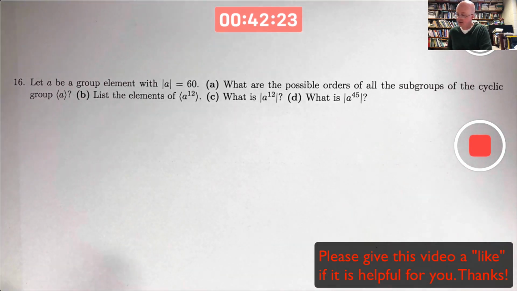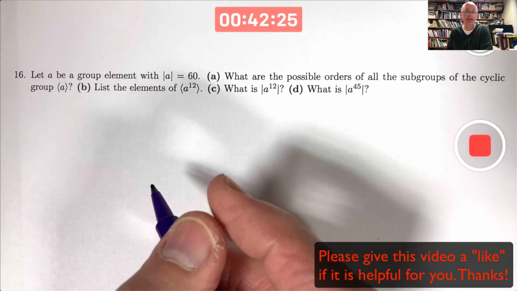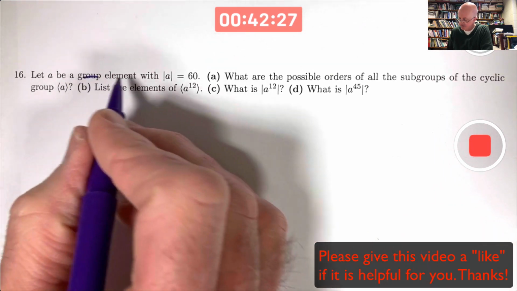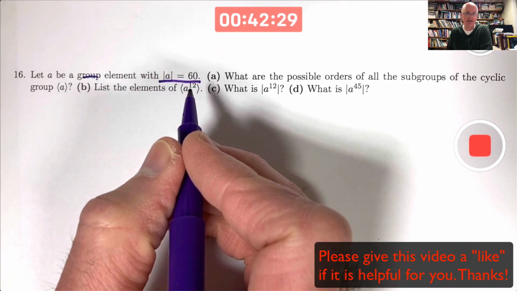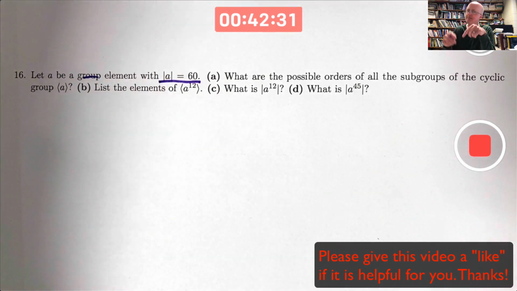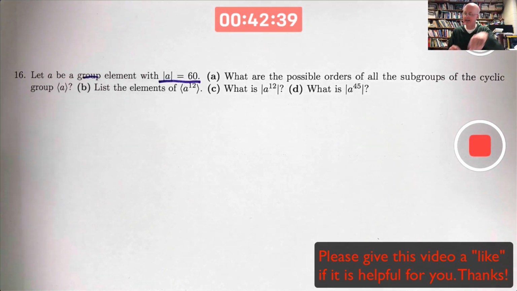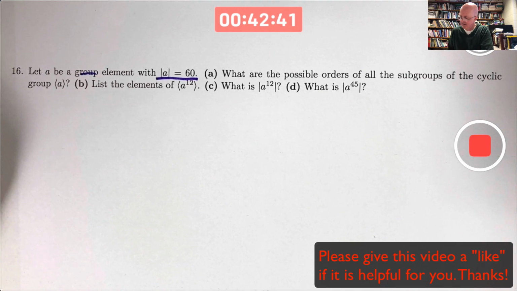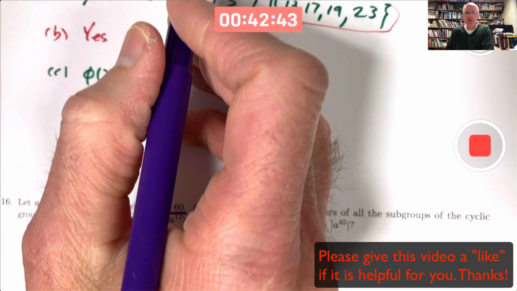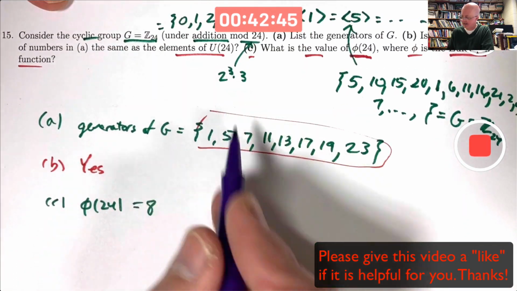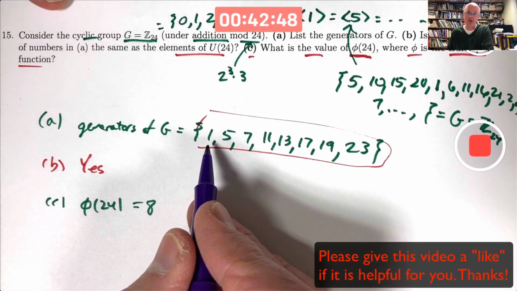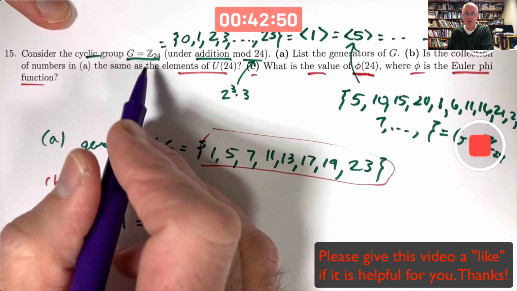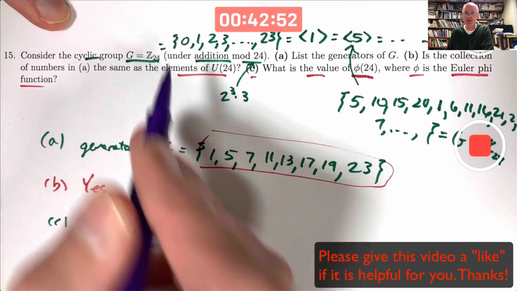16. This is a similar kind of problem, but with different emphases. Let A be a group element whose order is 60. So 60 is the smallest positive integer giving A to that power equaling E, the identity element, which, by the way, in U24, the identity element is 1 because the operation is multiplication. In Z24, the identity is 0 because the operation is addition.